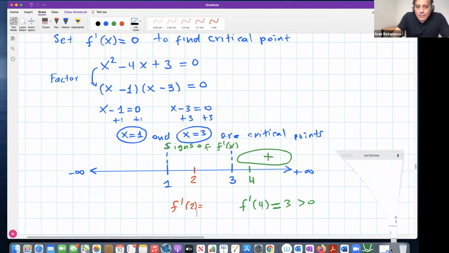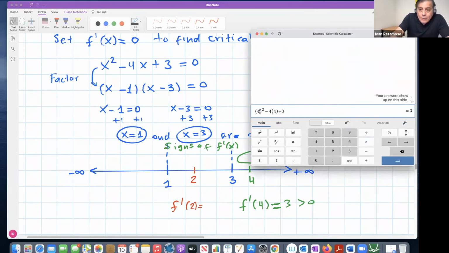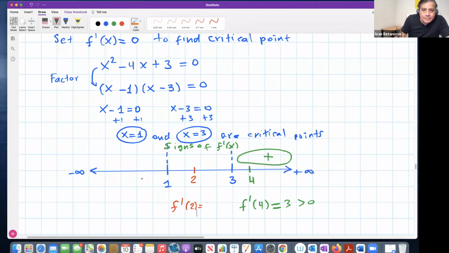I kept this on hold because I just want to change the input value. I change 4 for the number 2. This is my derivative function. I'm evaluating now at 2, and I get this number, -1, as an output value. This is telling me that the derivative evaluated at 2 is negative. So all this sub-interval has a negative derivative.